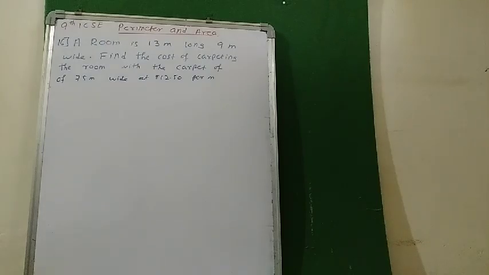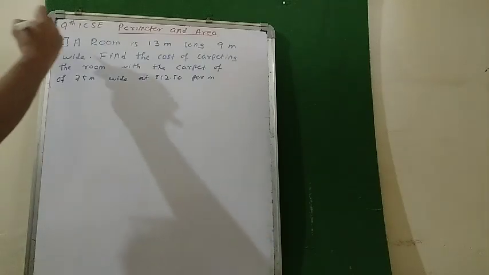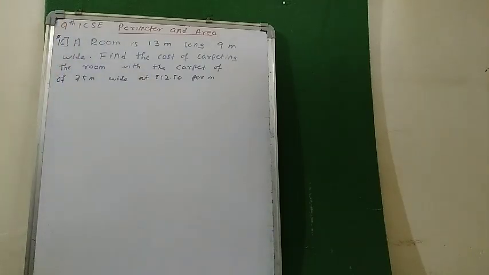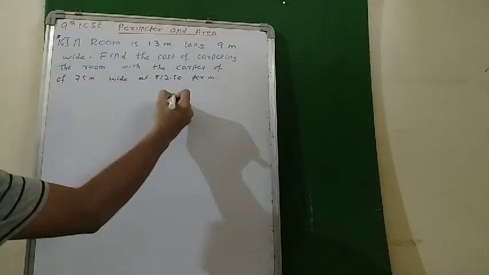16th sum of 9th ICSE. Okay, star mark this sum. Sum is not very easy. A room is 13 meter long and 9 meter wide. See, pay attention properly.